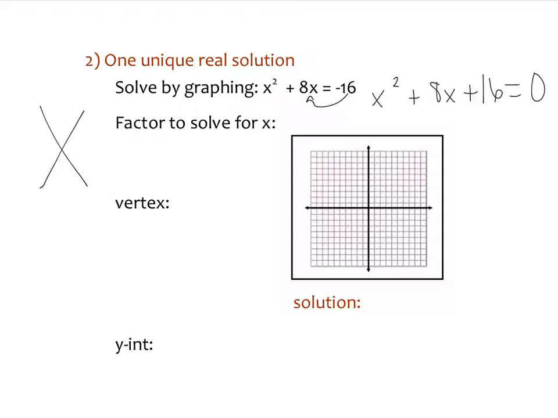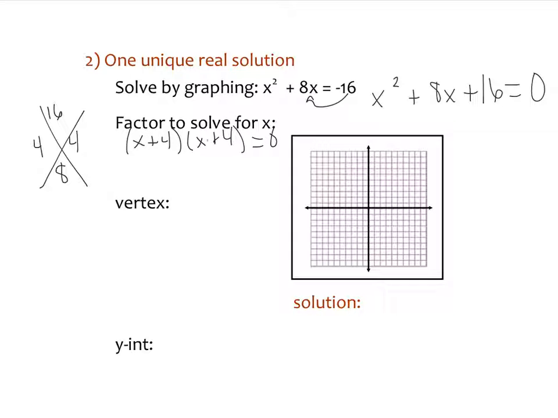And really, if you look a little bit closer, this is a perfect square trinomial because I can take the square root of my first term, which is x, times the square root of my last term, which is 4, times 2, and that equals 8x. But just to show a little bit more, I'll go ahead and factor. So factors of 16 that when added together give me 8 are +4 and +4. So I get x plus 4 times x plus 4 equals 0.